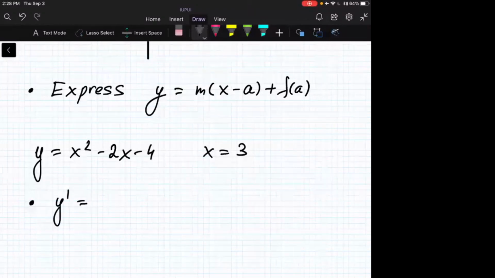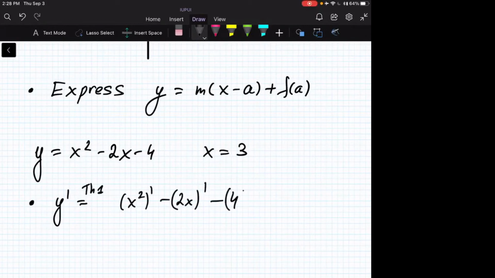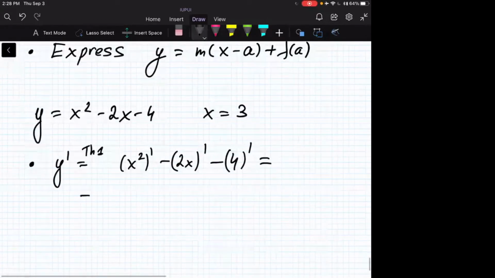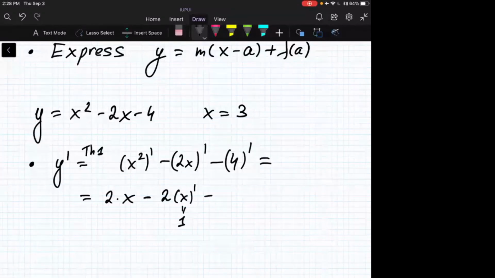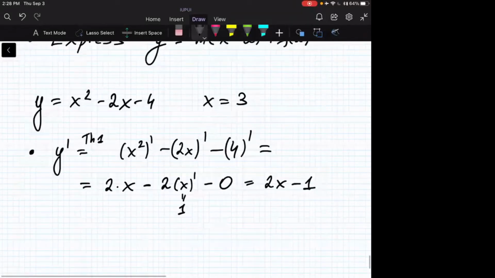So y prime is, again, I can use derivative of the sum is sum of the derivatives, theorem 1. So that gives me x squared derivative minus 2x derivative minus 4 derivative. First gives me just 2 times x by the rule that we discussed. Second one, I can put 2 in front, and then I get derivative of x, which is just 1. And the last one gives me 0 because 4 is a constant function. So I get 2x minus 2.